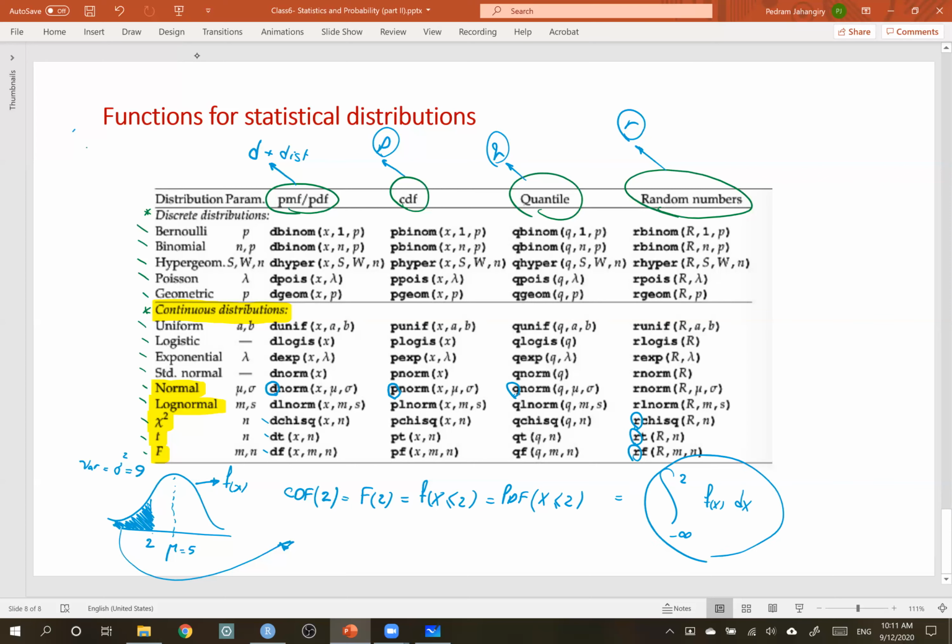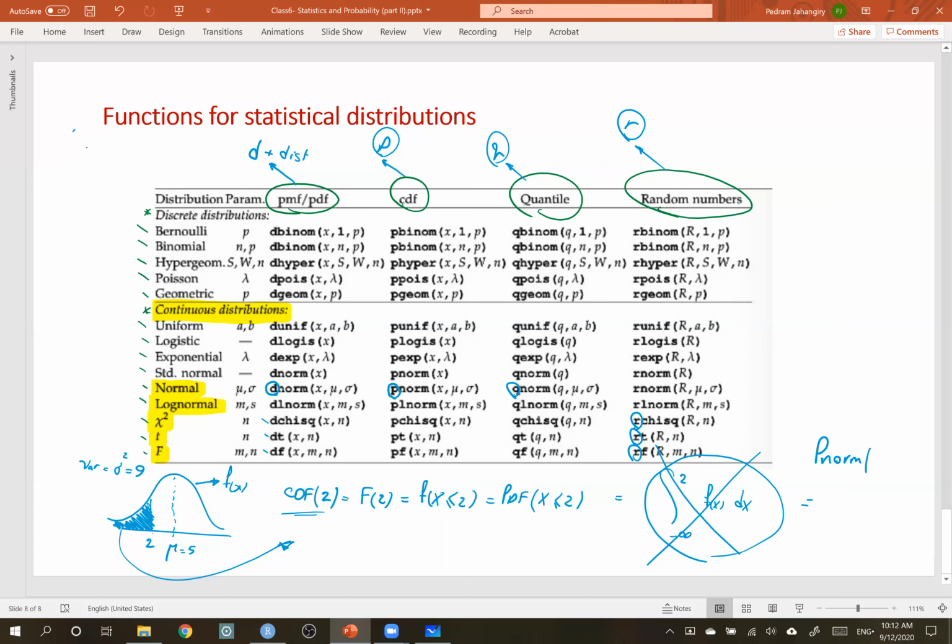But we never do something like this manually in the class, or in general. No one in the world is calculating these things manually. We have computers to do that for us, right? So instead of this, you're going to use R. So what is the function? You have to read it like this. What do I need? I need CDF. So what is the acronym? I have to use P. What is the distribution? Normal. So it is P norm.